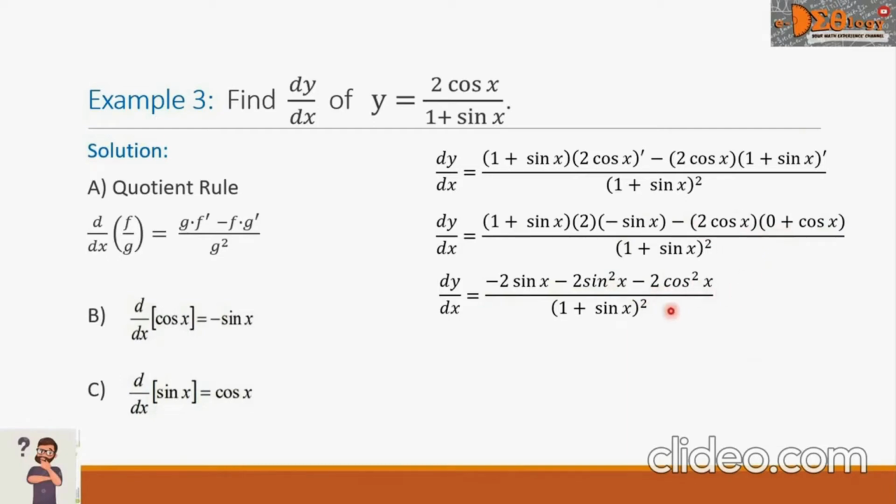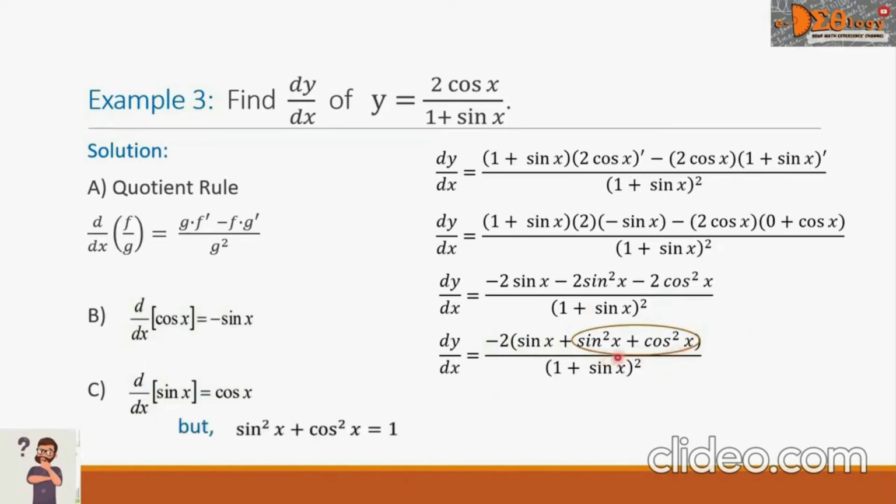Please observe in the numerator that we have a common factor, and that is the negative 2. We can pull out the negative 2, so we have this negative 2 times the quantity sine x plus sine square x plus cosine square x all over the same denominator. Take note that the sum of sine square x plus cosine square x is an identity, and that is equal to 1. So we can change these two into a simple value, which is 1.